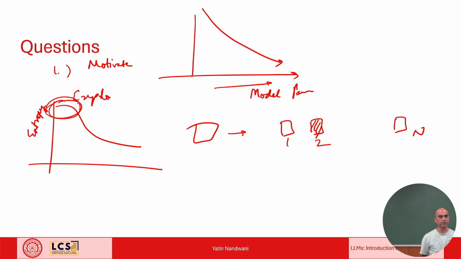This is the exploration stage where the router has not learned much, but experts are diverging. And once experts have diverged, then entropy reduces. That means now the router is learning. It is learning to route to the right expert, right?